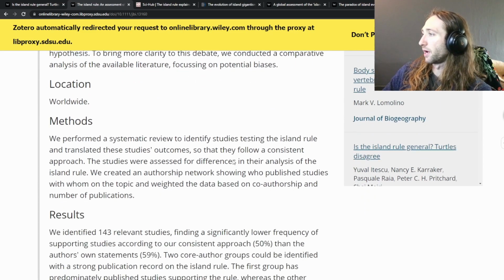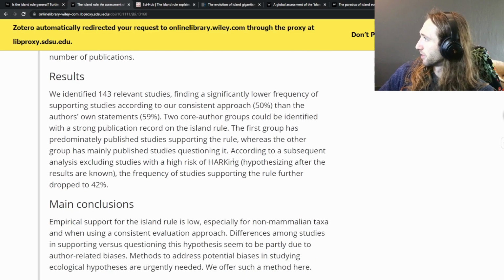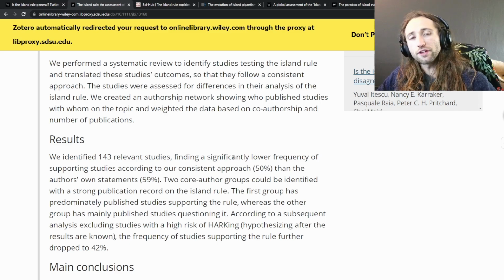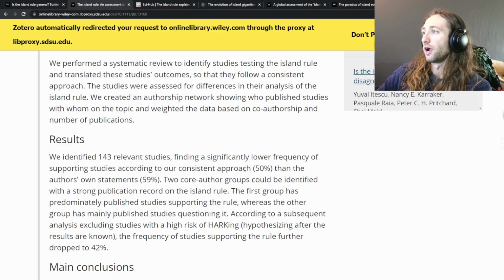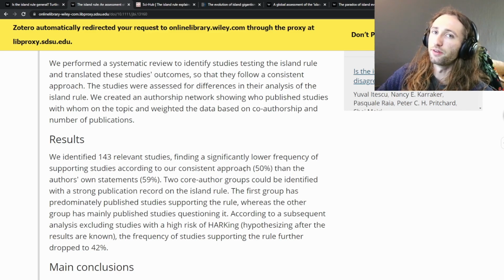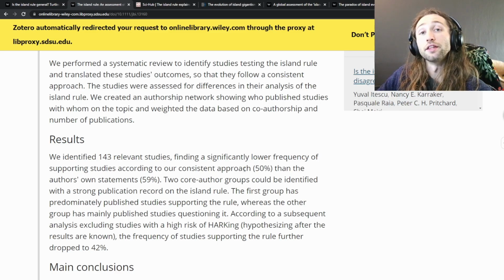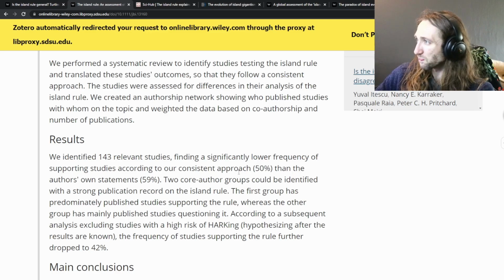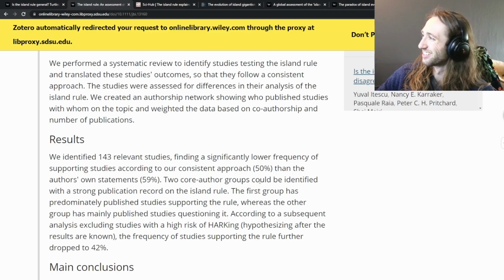So they compared, I believe they looked through 143 different studies, and what they found was, at first, about 50 to 60% of the authors actually found evidence supporting the island rule. 50 to 60% is not that high. And sorry, not island theory, island rule. We're not going to get into the semantics there of rules versus theories.